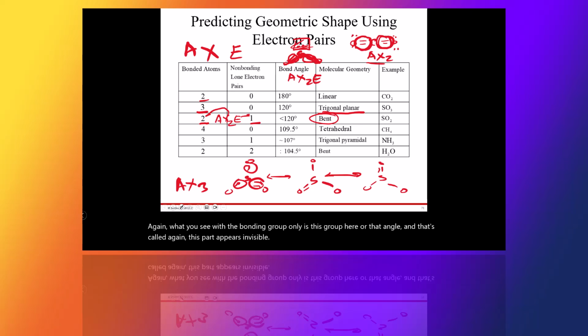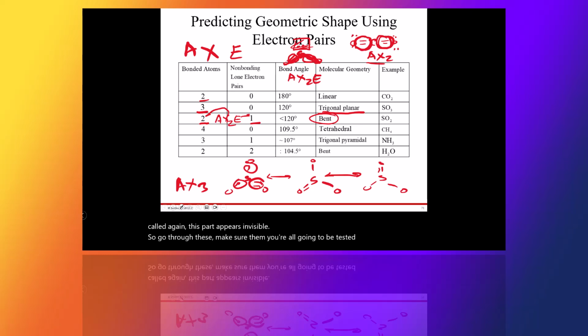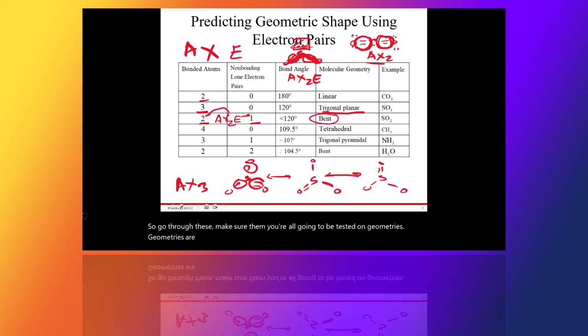So go through these, make sure you know them. You're all going to be tested on geometries. Geometries are really important. They determine whether the molecule is polar or non-polar, not just the bond, the entire molecule.